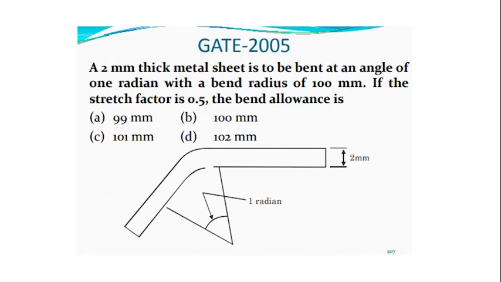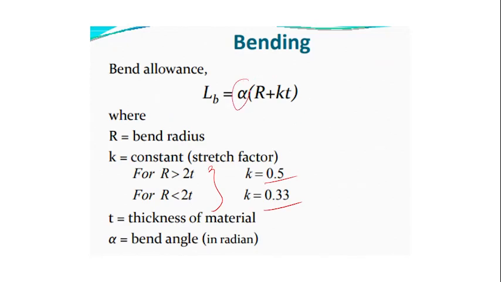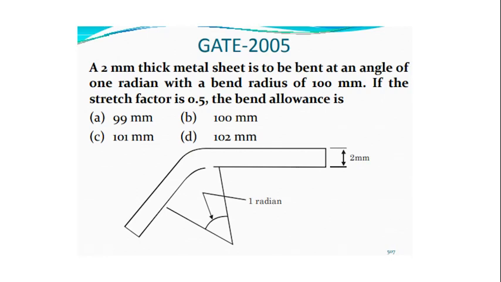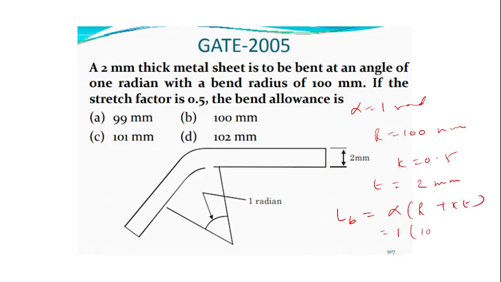Yeah, option C is correct. Let's read the question. A 2 mm thick metal sheet is to be bent at an angle of 1 radian with a bend radius of 100 mm. One more thing you should remember is that in this formula you have to use alpha only in radians. If the stretch factor is 0.5, the bend allowance is? Your alpha is 1 radian, r is 100 mm, k is 0.5, t is 2 mm. Then the bend allowance is alpha r plus kt, which is 100 plus 0.5 into 2. Solving this, it comes to 101 mm. So option C is correct.